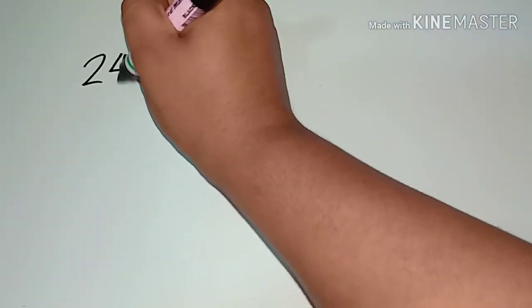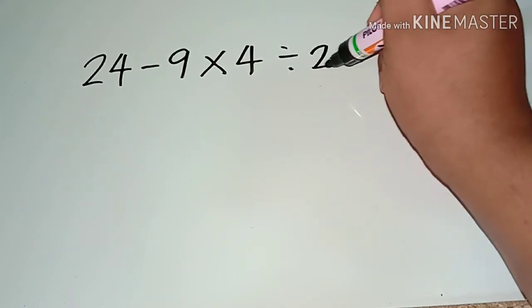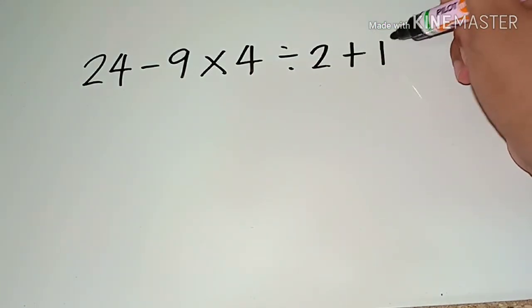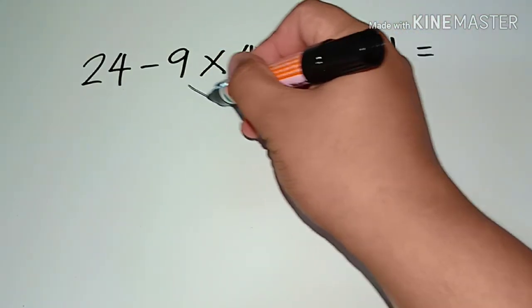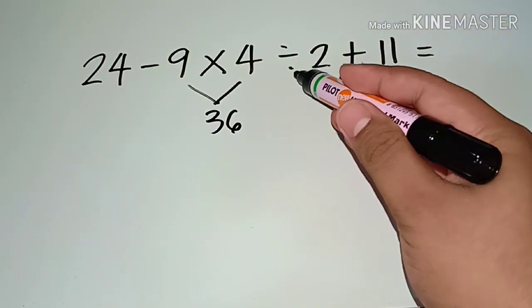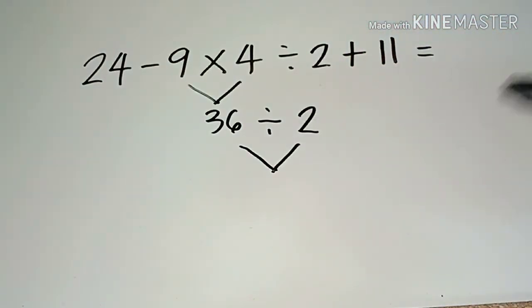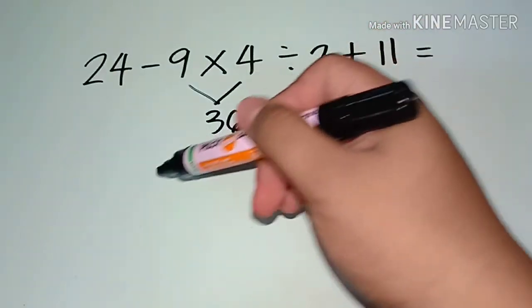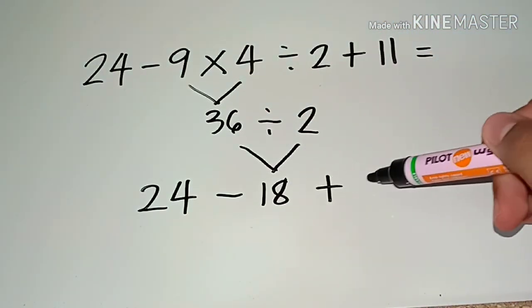Our final example, what if we are solving 24 minus 9 times 4 divided by 2 plus 11 equals blank. So again, in here we do first multiplication or division, whoever comes first from left to right. So since multiplication comes first, so we do 9 times 4, and that is 36. But there's already division here, so we can do that right away. 36, you just copy. 36 divided by 2 is 18. And we copy 24 minus, for this one we get 18 plus 11.